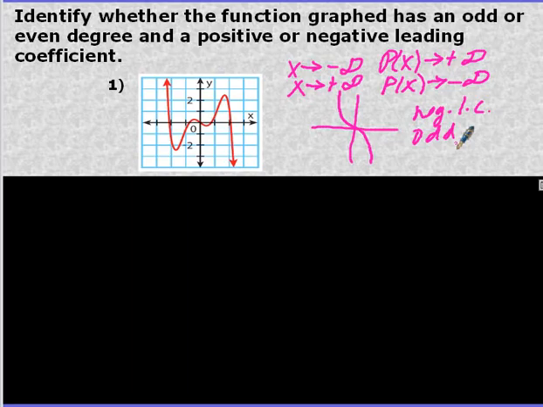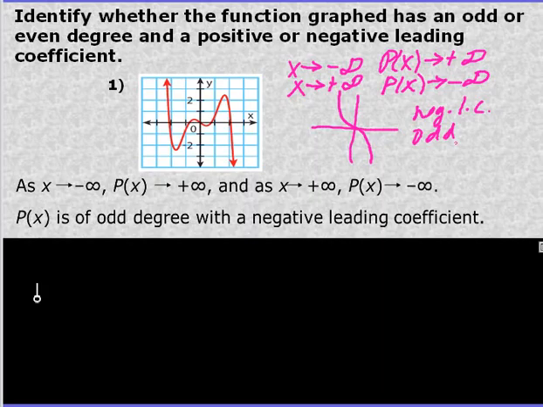So notice it looks quite a bit different, but what is the same is this part, and this part, the end behavior part. All right, number 2, let's look at this one.